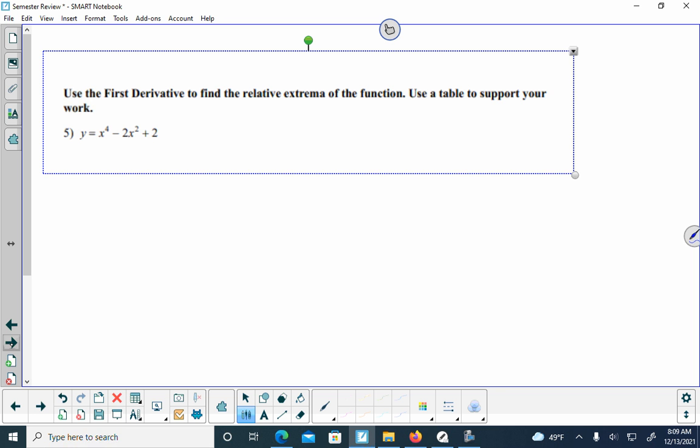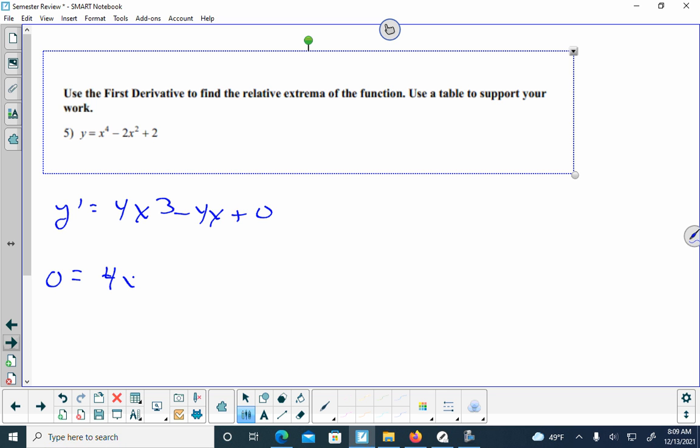Okay, the next one, I'm going to use the first derivative test to find the relative extrema of the function. Use a table to support your work. So I am going to find, continuous function, I am going to find my derivative to find my critical numbers. So that is it. I could write plus 0, but I'm not going to. Well, I just did. So now I'm going to set it equal to 0.